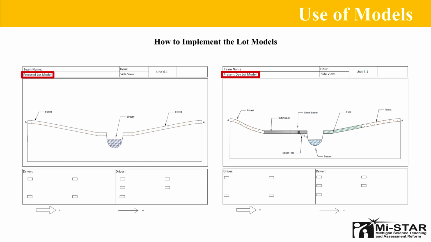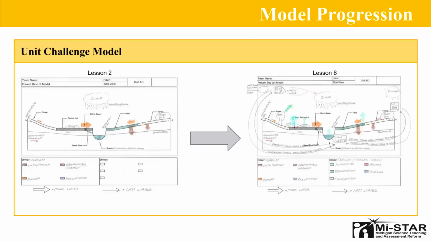For example, infiltration will be lower on the parking lot compared to the forest. Here we can see an exemplar of the present-day lot model progression. This model is introduced in Lesson 2, where students add water movement resulting from gravity. In its final form, after Lesson 6, we can see how the model has grown to encompass many of the processes in the water cycle, as well as how there are inputs and outputs to the system. Adding to and revising this model throughout the unit will help students answer questions and address the unit challenge.